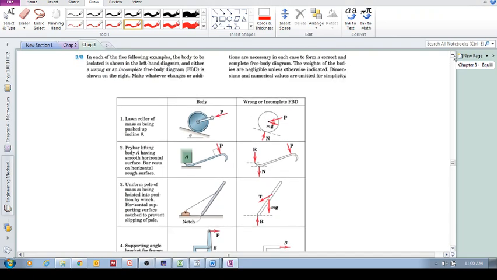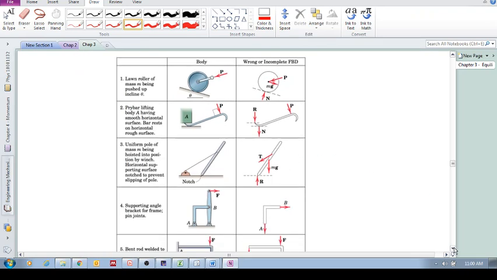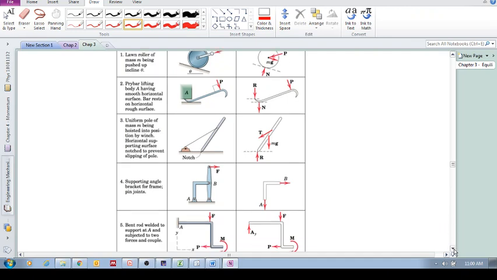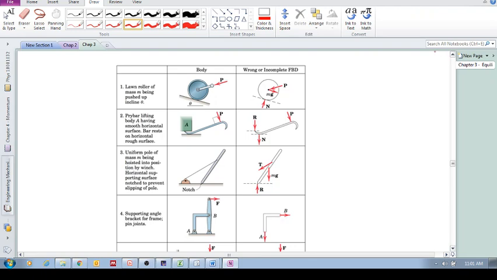Okay, in these examples, we have not only incomplete, but we might also have wrong free body diagrams. So let's look at these examples. Again, please, please try these examples on your own. Try to see what is wrong with them or how they're incomplete, and then see how I do it.